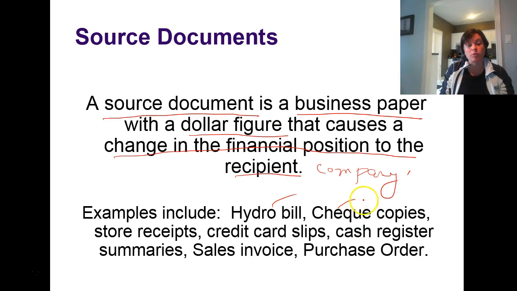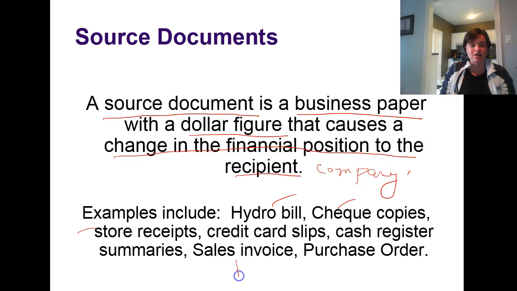Okay, so when a company writes a check to pay for something, there's a second copy of that check that's maintained at the business, and that shows what has been paid. There are store receipts, so when you go to Target to get gas, or when you go to the dollar store to buy something, you're getting a store receipt. That is a business paper that has a dollar figure that would be changing your financial position.